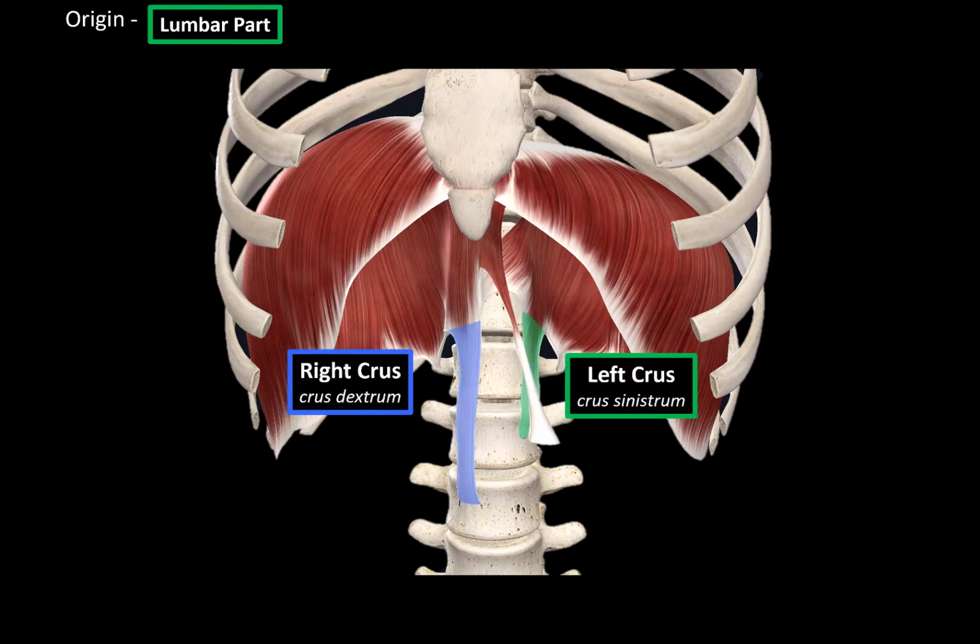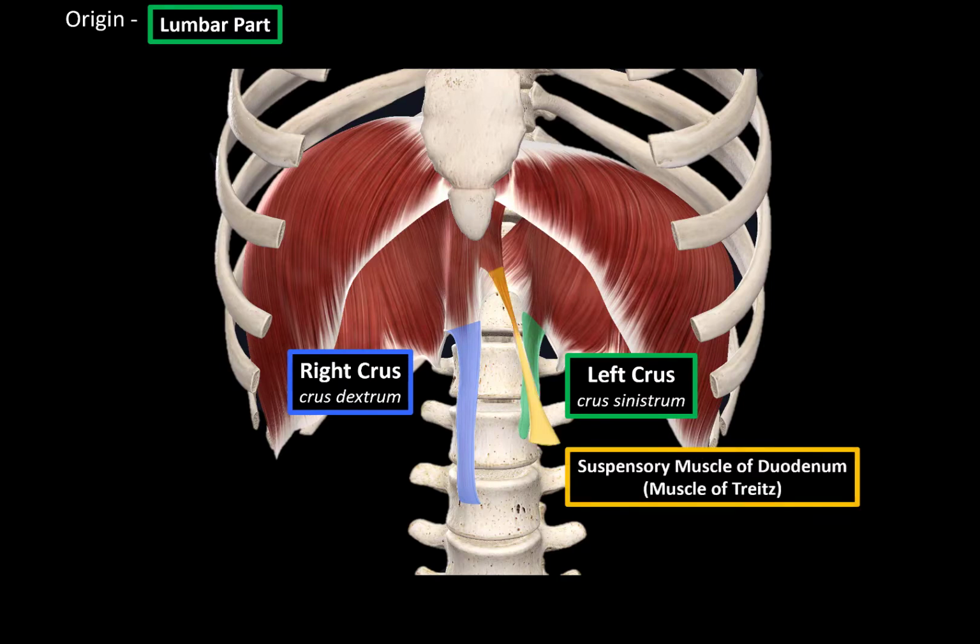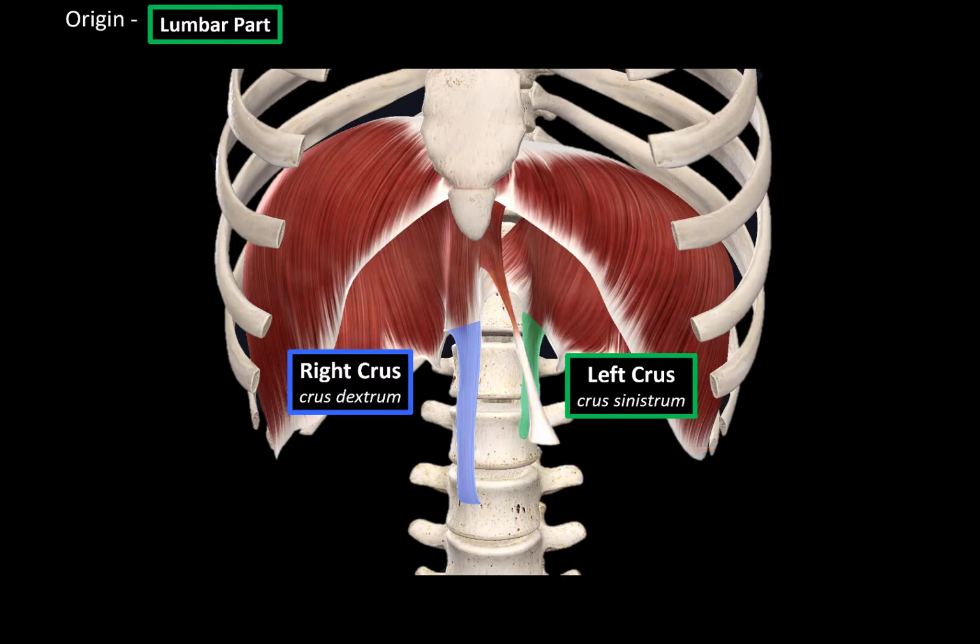So first off, don't get confused by this long structure here. It's called the suspensory muscle of the duodenum. It just goes down and grabs the duodenum to keep a certain part of it flexed. It is not a part of the origin points and it is not a part of the lumbar part. So don't mind this structure for now.